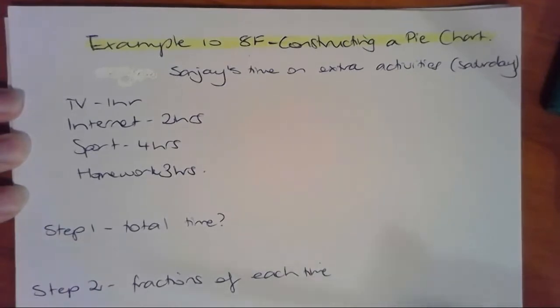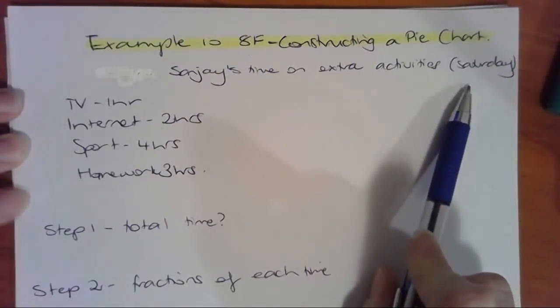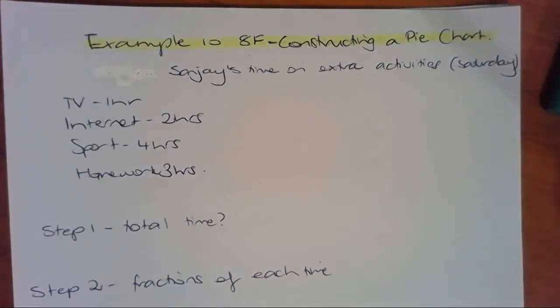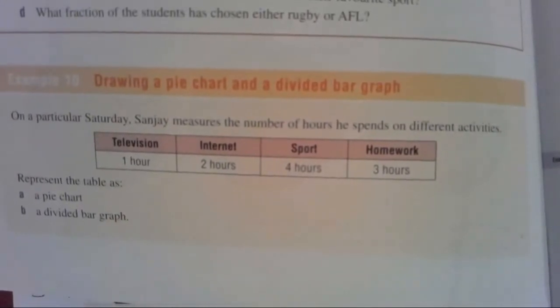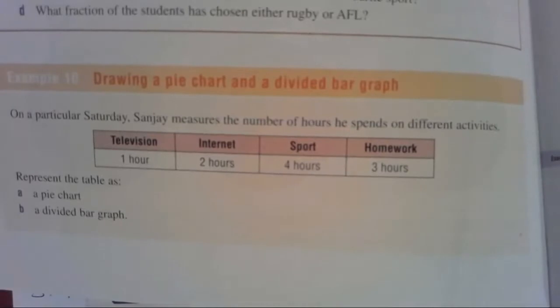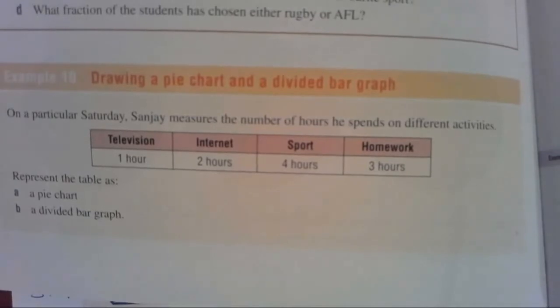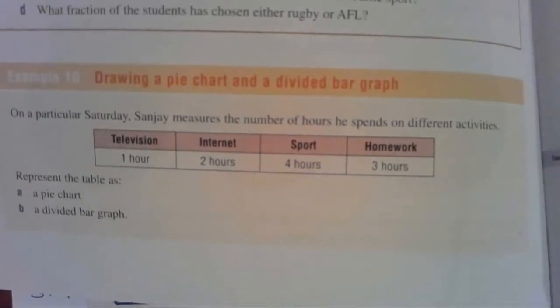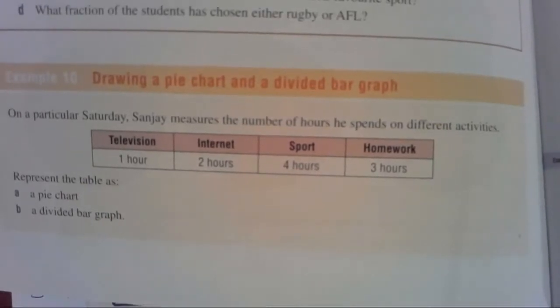It's in your text, example 10, and it's about Sanjay's time on extra activities on a Saturday that he recorded. Okay, so in the text it's got it in a table. There it is, that information, and it says on a particular Saturday Sanjay measures the number of hours he spends on different activities, and then it's got the activities in a table. That's often called a frequency chart as well, when you've got your data displayed like that. So if you hear frequency chart, it could just mean something like this.